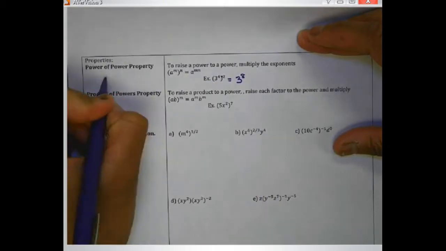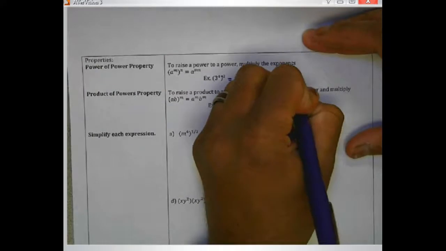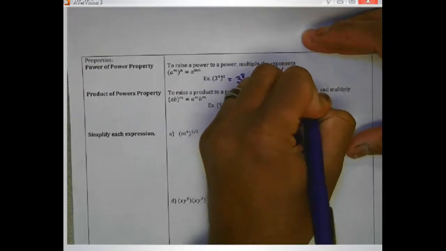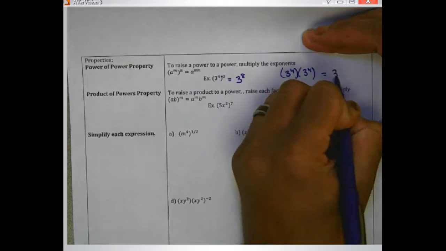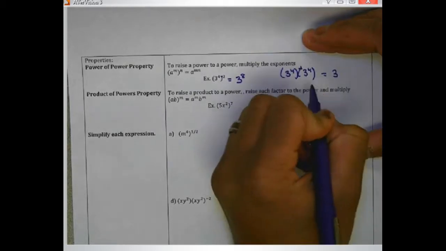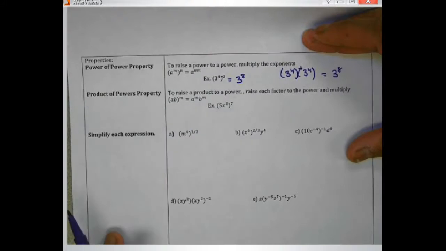Why does that work? Well, it's like having 3 to the 4th times 3 to the 4th, because it's squared. And then from yesterday, you know that you're supposed to add these exponents, or from your previous lesson, which would be to the 8th power.